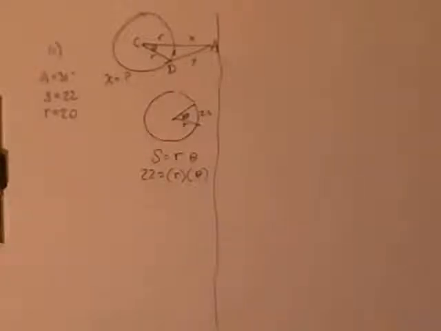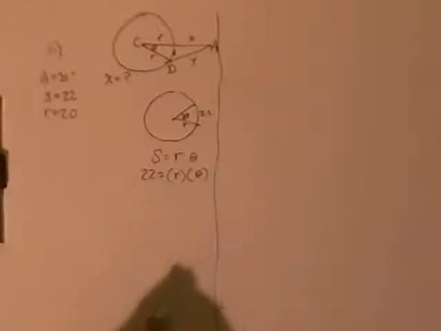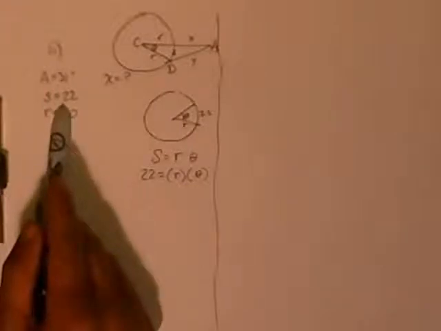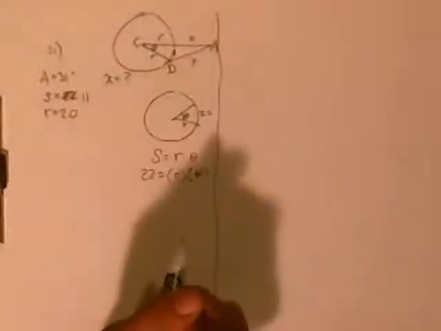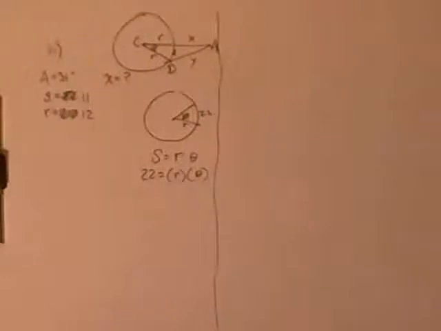Angle is 31 degrees. We got a problem. Are we given the radius? Yeah, we're given the radius. No, 21. Yeah, the radius is 12. My bad, 21. Ooh, I did it again. Shoot, I caught it this time. Angle A is 31 degrees. Arc length is equal to 11. And radius is 12. And find x. Okay, good. I transposed number 22 with 21.